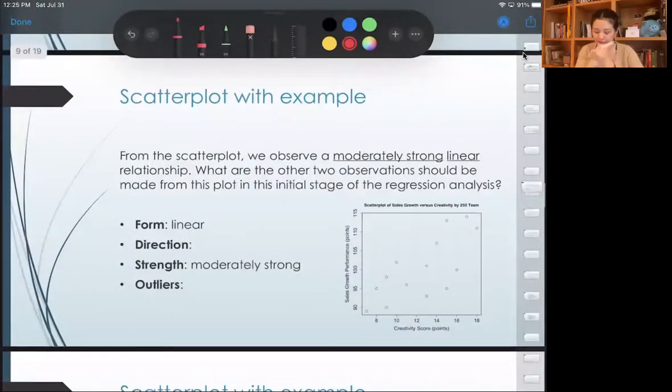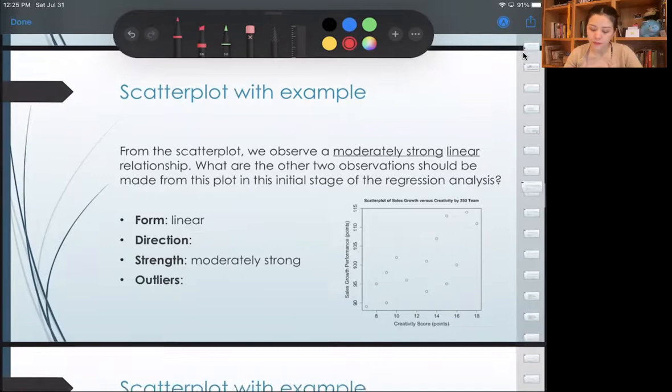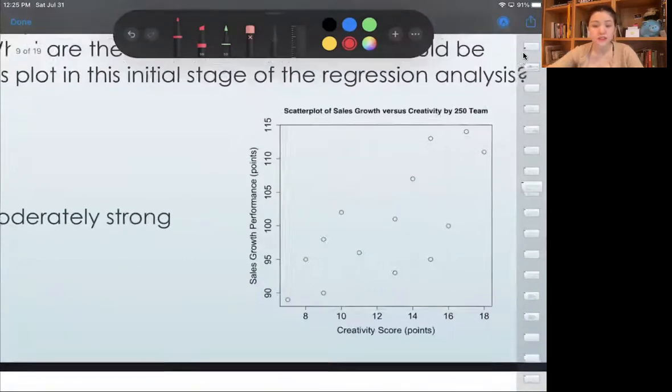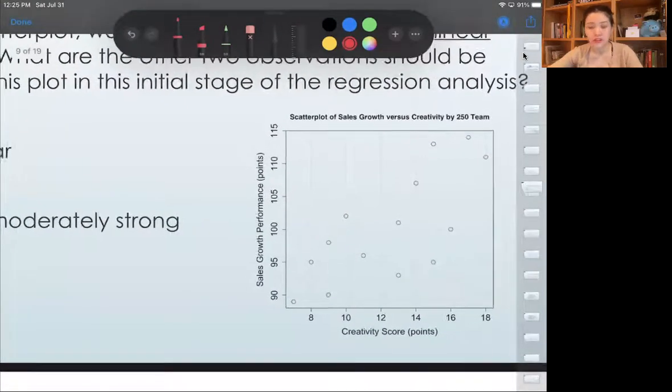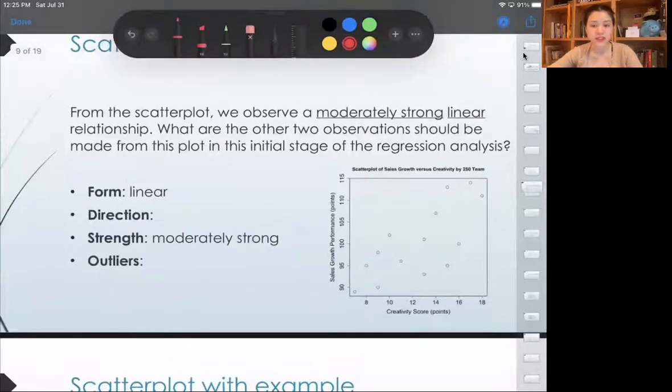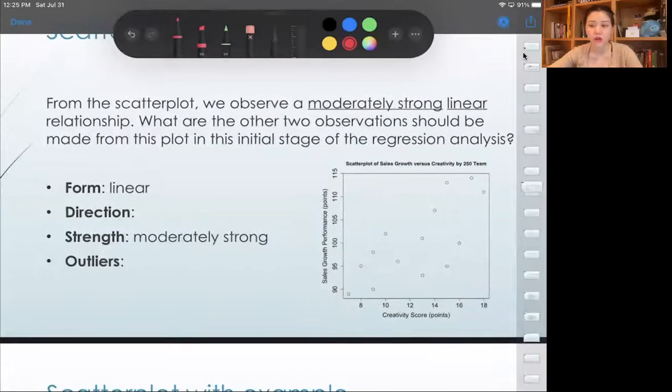So let's go back to the example that we have. Remember, we used the creativity score to predict self-growth performance. So here is its scatter plot. Is it linear? Yes. I don't see a ball or a parabola or some kind of funny looking pattern. It's kind of random-ish, and it has a direction that is moderately positive.